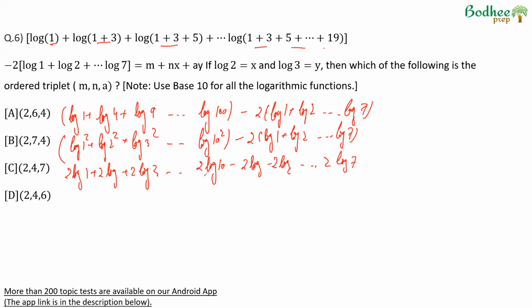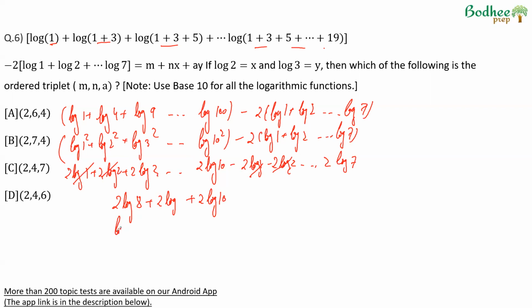So what we will be left with here is the 1 and 1 term will cancel, 2 and 2 term will cancel, 3 and 3 term will cancel, and so on. We will be left with 2 log 8, 2 log 9, 2 log 10. Log 10 we know is 1 because of the base 10.